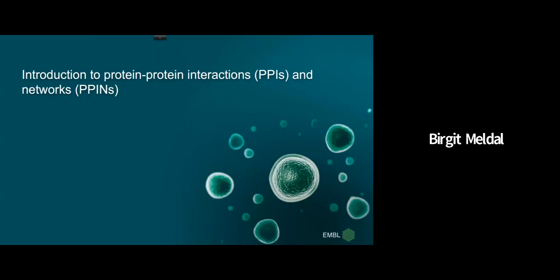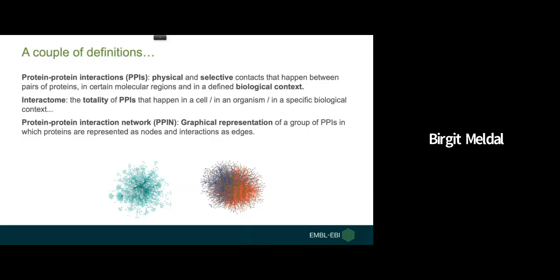So let's start with an introduction to protein-protein interactions and networks. Protein-protein interactions are the physical and selective contacts that happen between pairs of proteins, and these are characterized by happening in particular molecular regions and in a defined biological context.